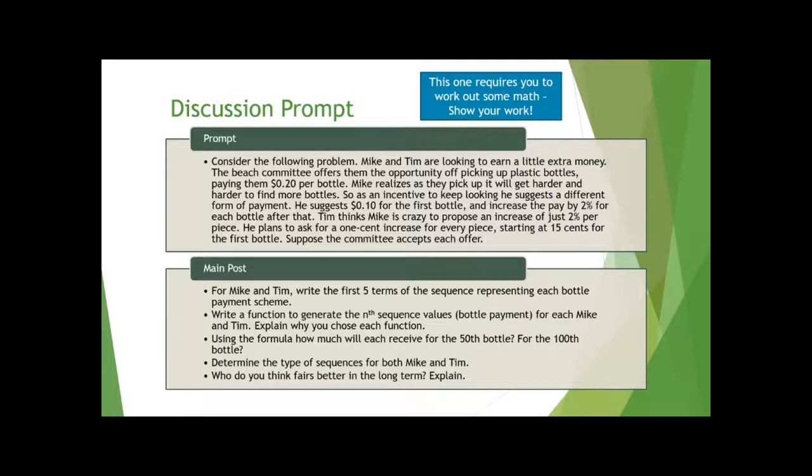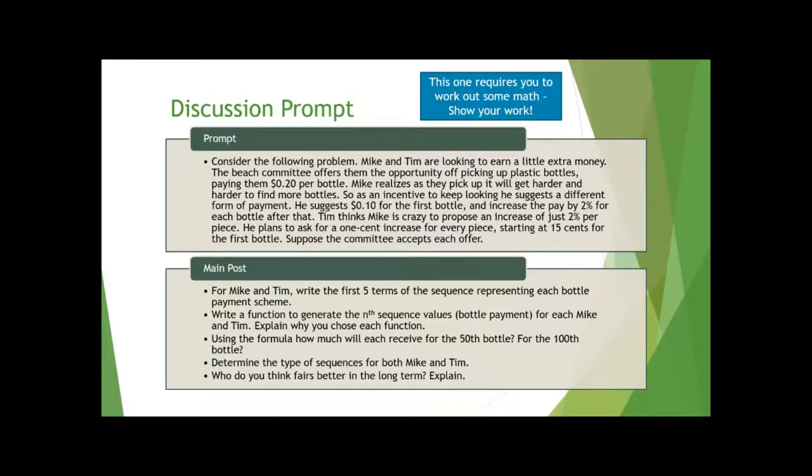Suppose the committee accepts each offer. So they say yes to both of them. What you have to do for your post is first, for each of them, write the first 5 terms of the sequence. Then you have to write a function to generate the nth sequence values, like the 10th value or the 11th value, basically how much they would get paid for the 10th bottle or the 11th bottle, and then explain how you came up with them.